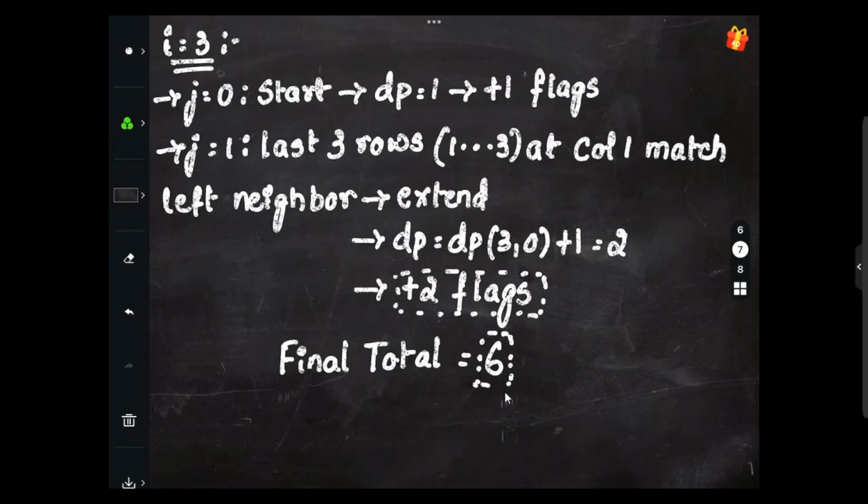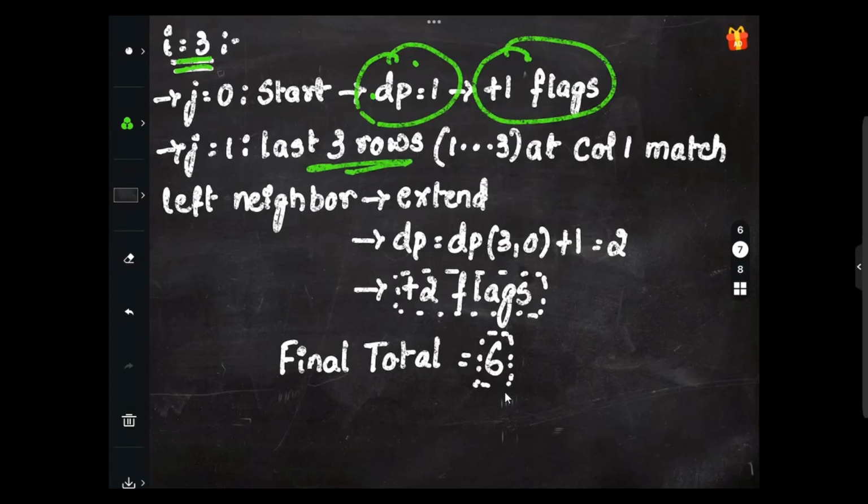So this is fine. Now again we'll be going with i equals 3. So we'll be starting again, dp initially will be 1. So we'll be going with plus 1 flag when j equals 1, last 3 rows. So this time instead of 0 to 2 we'll be considering 1 to 3. So at column 1 match, we'll be going with the left neighbor. Again we'll extend. dp equals dp of 3 comma 0 plus 1. So this will be again 2. So basically the final total we get is 6 here, right?